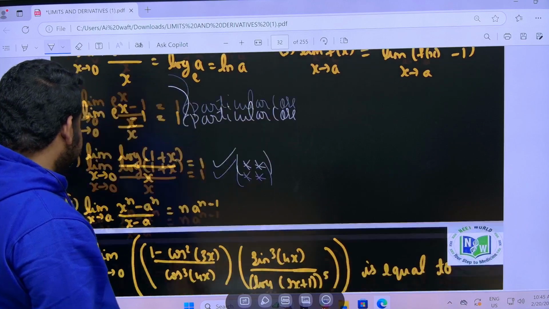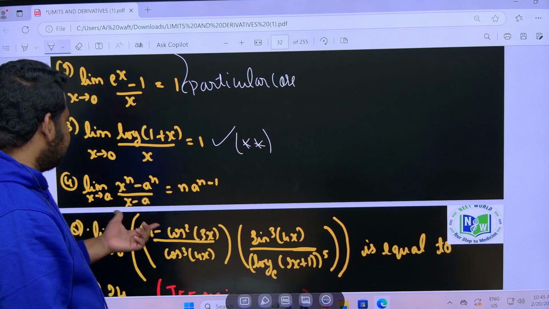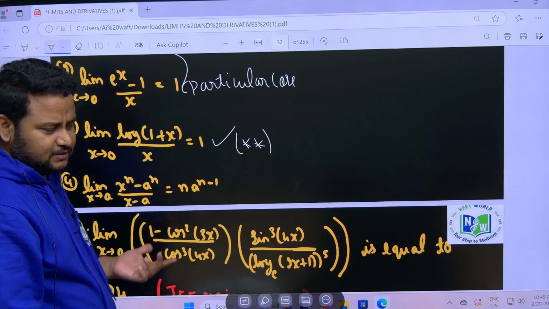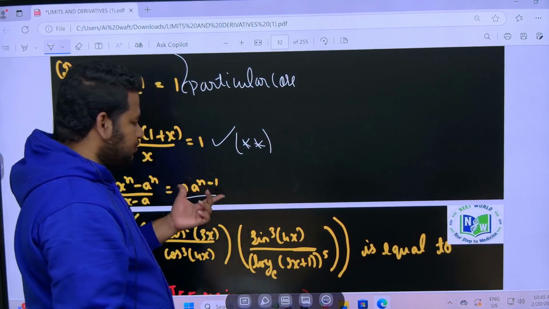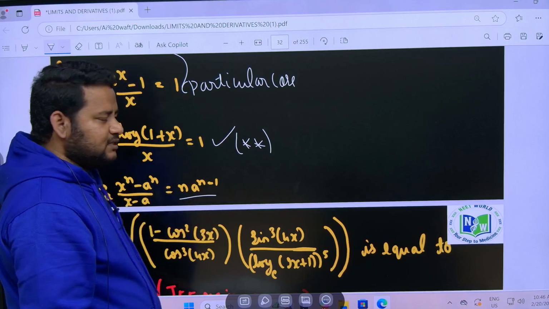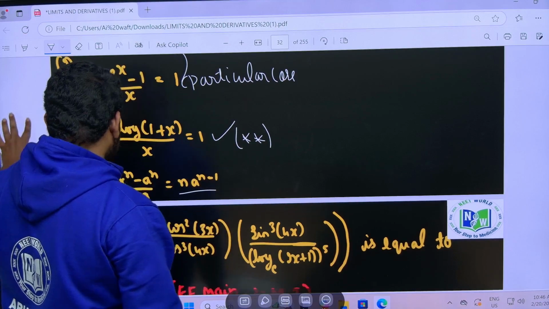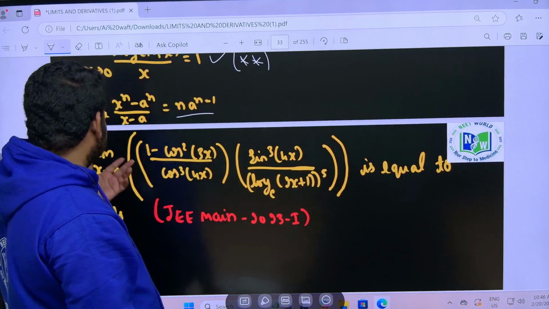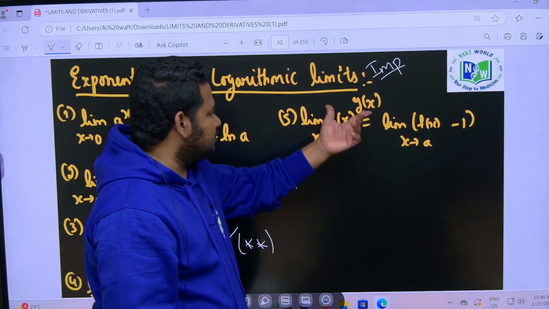Now, limit x power n minus a power n by x minus a is also called the first principle limit. While doing first principle of differentiation, we will use this. It is equal to n times a to the power of n minus 1. From this only the concept of differentiation or derivative arises. These are the logarithmic limits. This is one more thing.